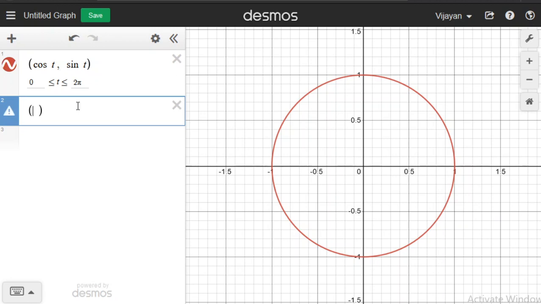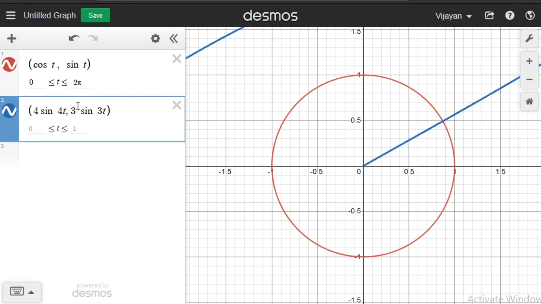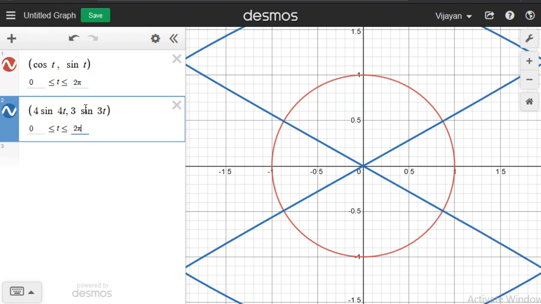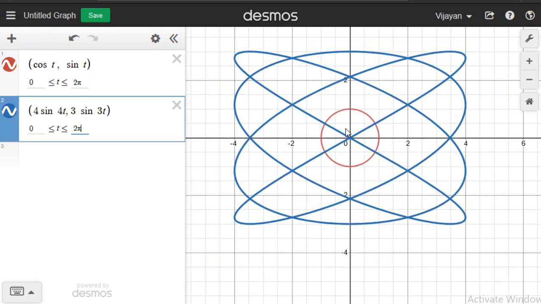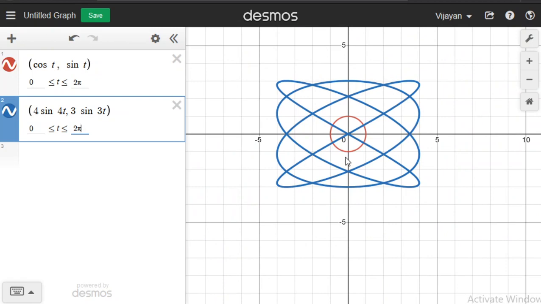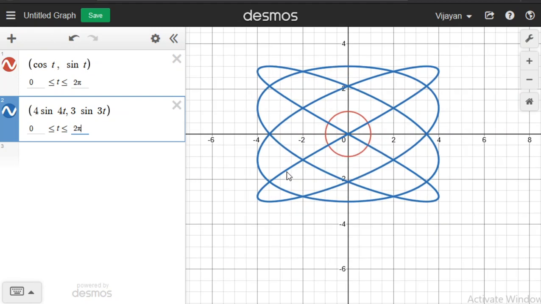So the next that we will see is ordered pair. These are all kinds of parametric equations. Okay, so ordered pair 4 sine 4t comma 3 sine 3t. So what is happening in this? From 0 to 2 pi, if I go to 2 pi, and if I zoom out, you just see this kind of pattern is drawn. Such a beautiful pattern. So this is how parametric equations can be plotted. Very simple, not much problem.